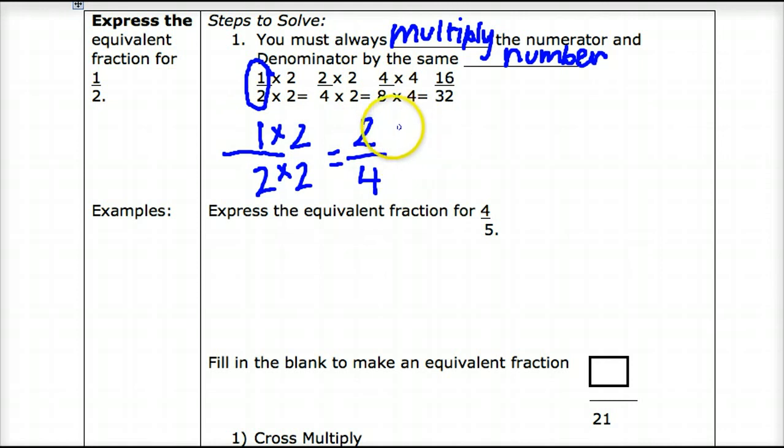Now I could do the same thing again. I could multiply by 2 again, but I must do that on top and bottom. I know that 2 times 2 is 4, and 4 times 2 is 8.